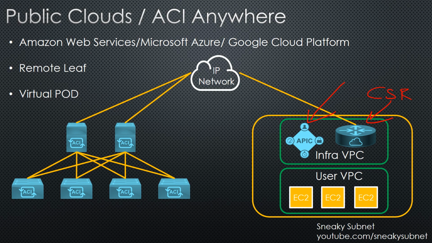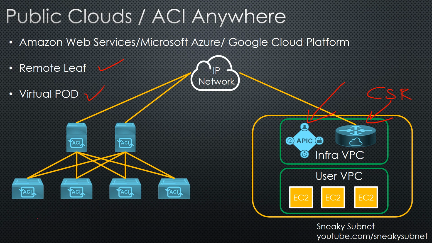If you have a small location and it isn't feasible to install a complete ACI fabric there, you can leverage the remote leaf feature. It allows you to put a leaf switch in such a location and connect it over a layer 3 network to your main fabric on premises. If you don't have a physical environment at all, you can use the virtual pod feature, which consists of virtual leaf and virtual spine switches which run as virtual machines.